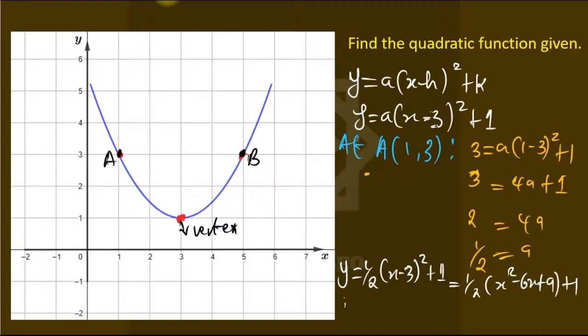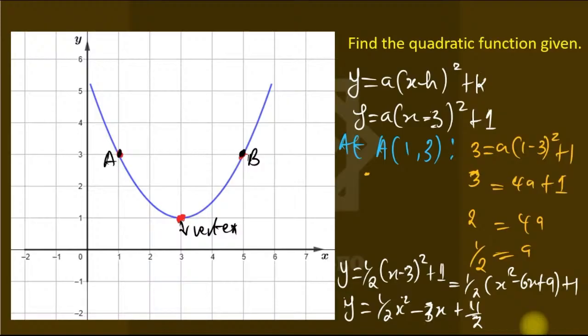So we now have that y is equal to half x squared, expanding, half x squared minus 3x. So half times 9 is 9 over 2. 9 over 2 plus 1. 9 over 2 is 4.5, plus 1 is 5.5, which is 11 over 2. So that's it. The answer is left in either this form or this form.